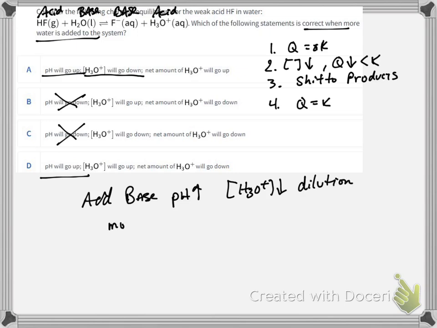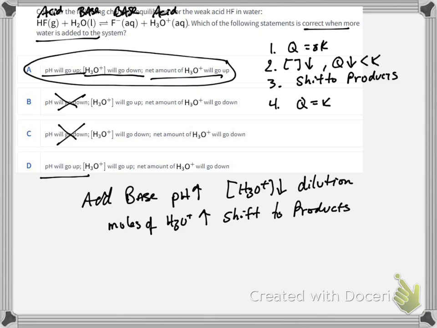So if you add water, H3O+, all the concentrations have to go down, so that automatically gives us A. But then, how does the net moles of hydronium go up? Well, the net moles of hydronium go up from the shift, because since Q goes down, we have to shift to products. H3O+ is a product. We're making more moles of H3O+, and shifting to products brings up the moles of hydronium. So that gives us A.